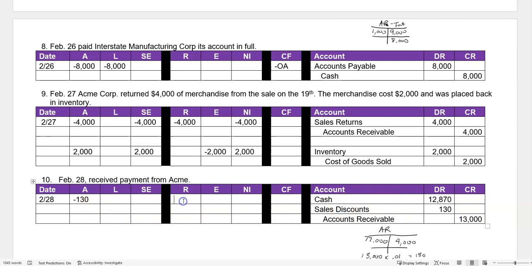Sales discounts is a contra revenue, so our revenues are going down by $130. So this does impact us a little bit on our income. When our income goes down, so does our equity. In this case, cash is involved, so this is an inflow, but it's an inflow for operating activities. Now, I know it's like, wait a minute, assets are going down. They are, because you're collecting a little bit less than what was owed. Net, your assets are going up by $12,870, but then they're going down by $13,000.